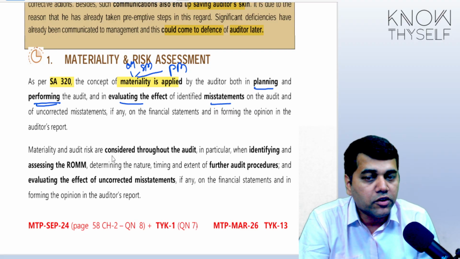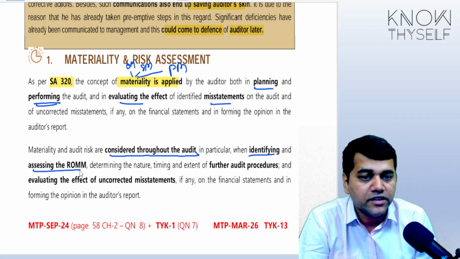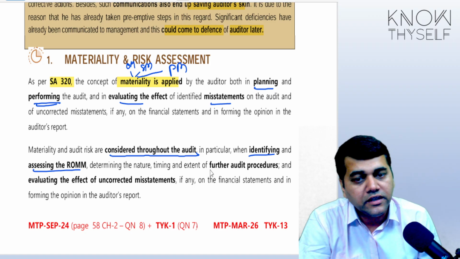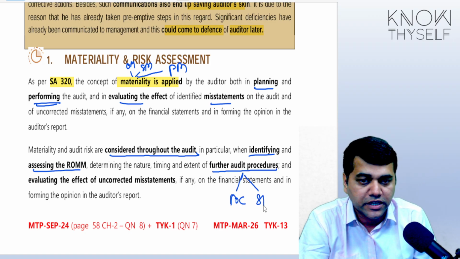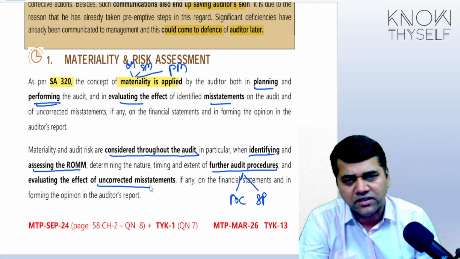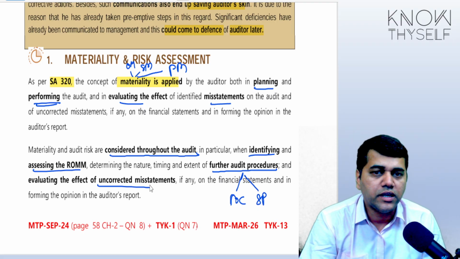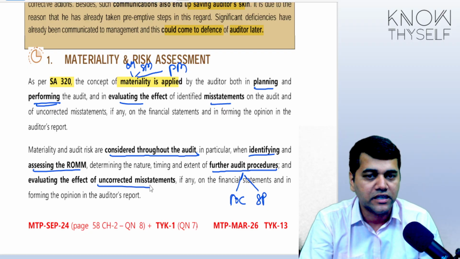Now, materiality and audit risk are considered throughout the audit in identifying and assessing the risk of misstatement and defining the further audit procedures, whether I should do test of controls or substantive procedures, and evaluating the uncorrected misstatements. That's it. This is what they have spoken about materiality in this particular chapter. Again, you are not going to find anything more.